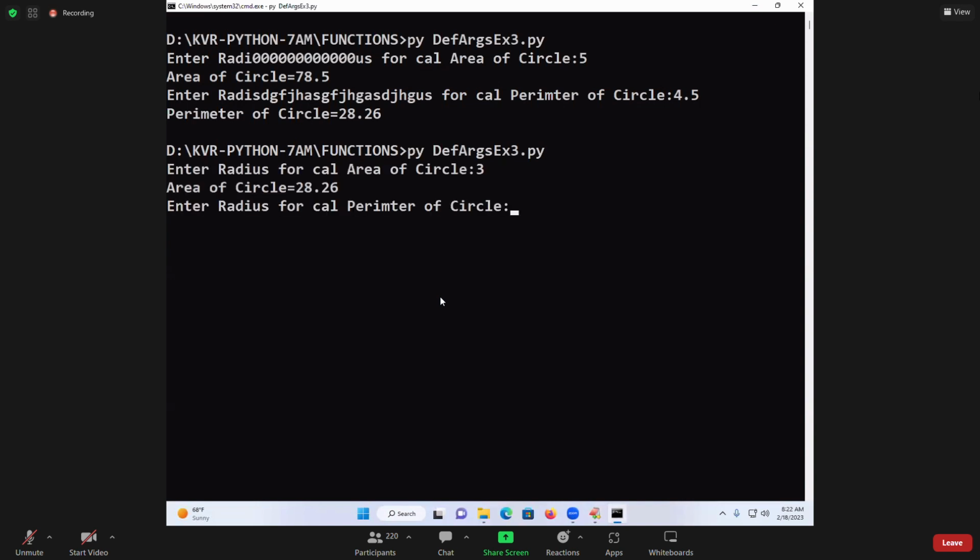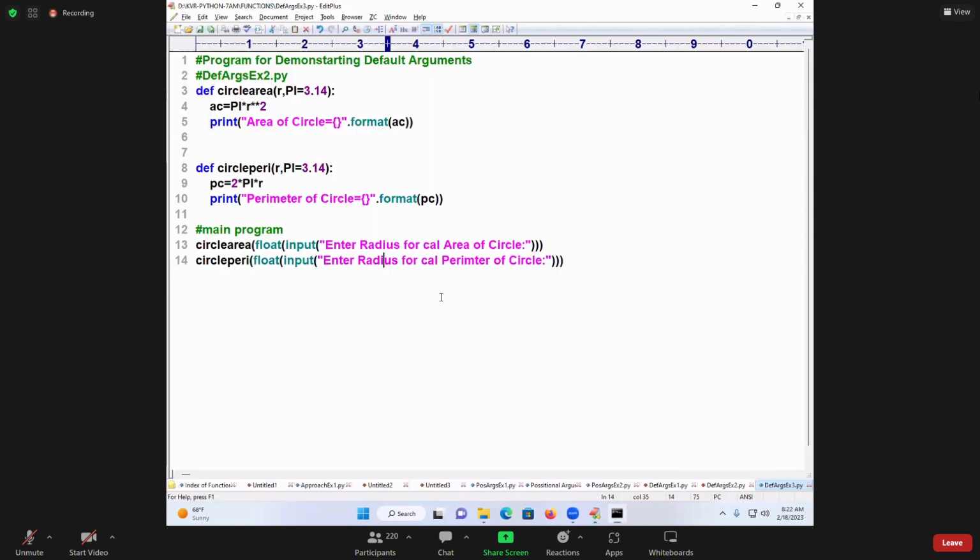Right. So 3 and then 5.6, the answer is like that. Are you able to follow? This is called a default argument. Did you understand? Fine. Next, what is the rule of default arguments? Default arguments are always to be used as the last parameter. You cannot use them in the middle or in the first. Is it required to use only one default argument or any number? Any number of default arguments we can use.